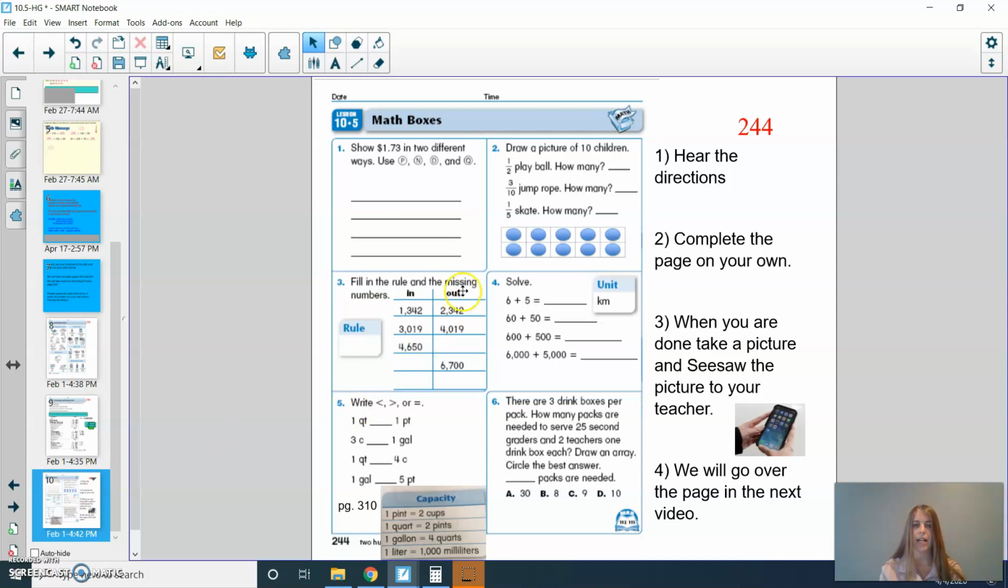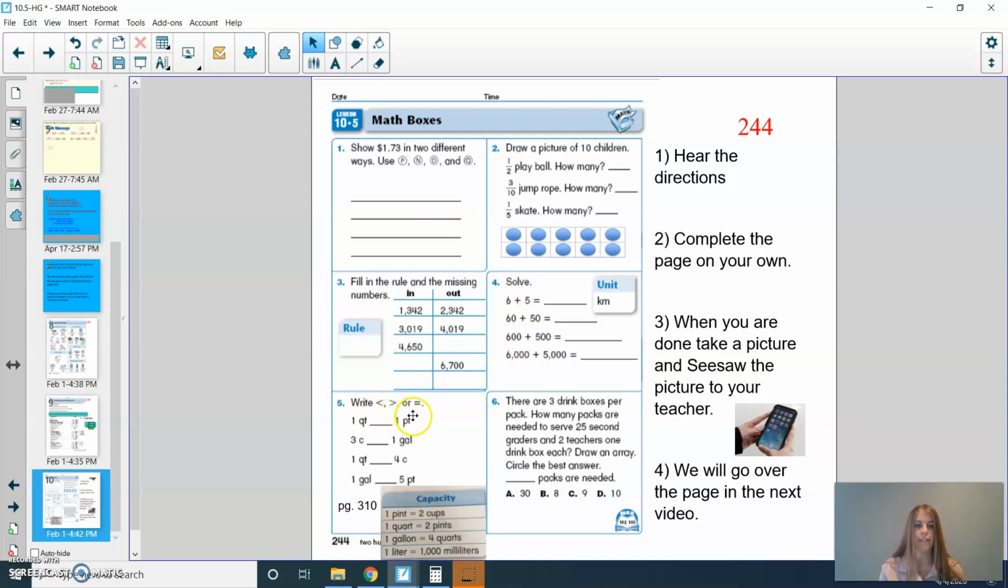The last thing we're going to talk about today are our math boxes, which is on page 244. So boys and girls, looking at question number 1, show $1.73 in 2 different ways using pennies, nickels, dimes, and quarters. For question 2, draw a picture of 10 children and show how much each of these amounts would be. For question number 3, figure out what the rule is and then record your rule and apply that to the missing pieces. For the bottom, you can decide what number you want to either put in or out, but make sure it still follows that same rule. Solve for problems number 4.